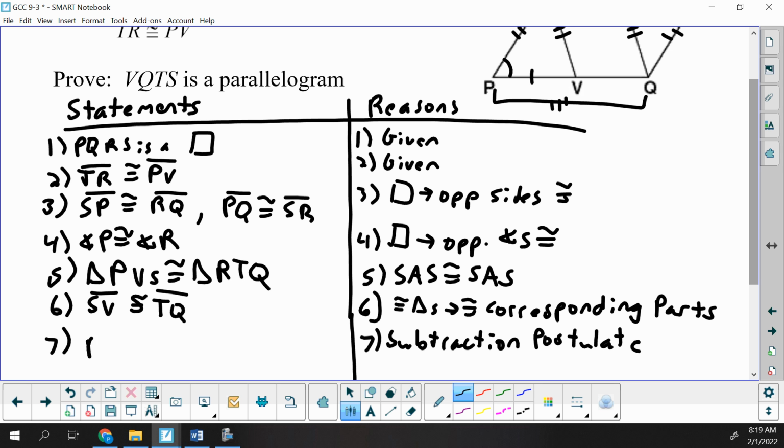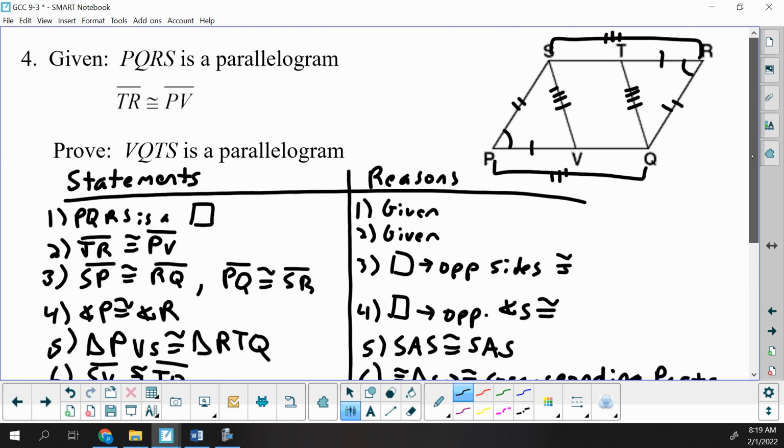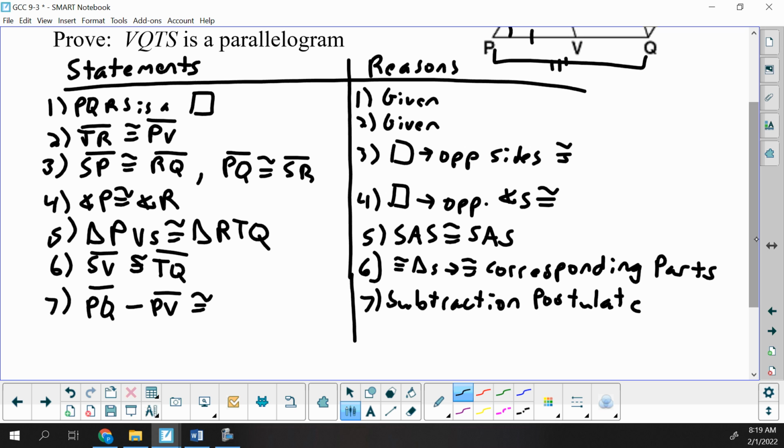And we want to take one of the big ones, PQ, minus the marked up one we don't want, PV, is congruent to the big marked up one, SR, minus TR. Remember, if you're doing addition or subtraction postulate, the segments you're adding or subtracting should all already be marked up in the picture. If they're not, then you're not able to do it. If we rename this, PQ minus PV is just VQ, and our other one is just ST.